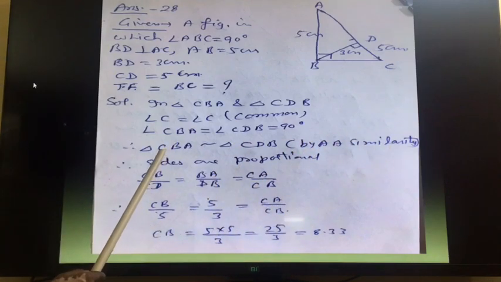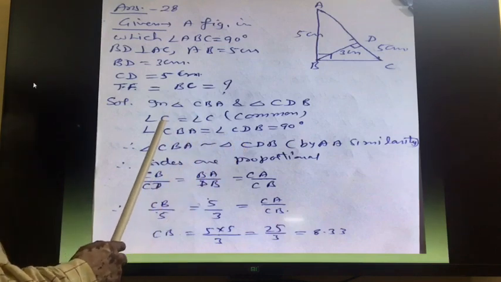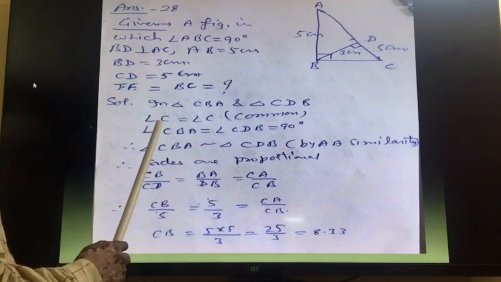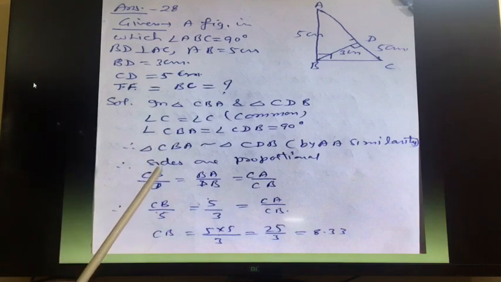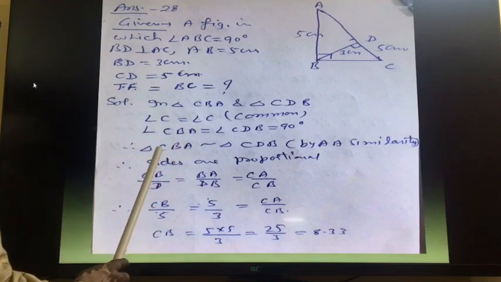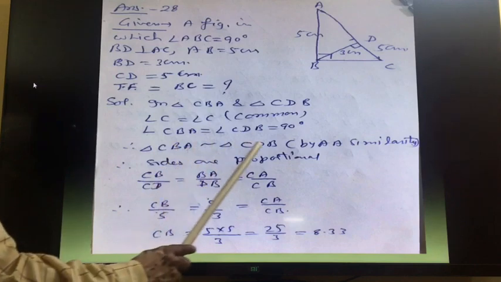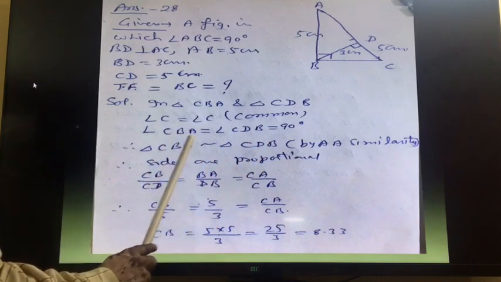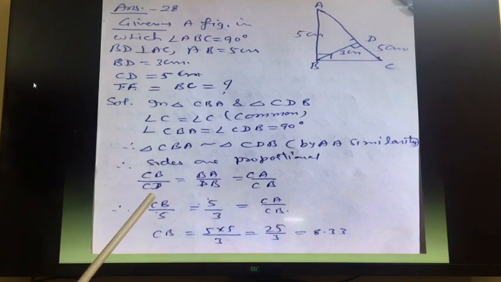So triangle CBA will be similar to triangle CDB, and I taught you if corresponding angles are equal, then the triangles are similar, and if triangles are similar, then sides will be proportional. So here we will write sides proportional. CB upon CD is equal to BA upon DB is equal to CA upon CB. Right? Now CB upon CD.